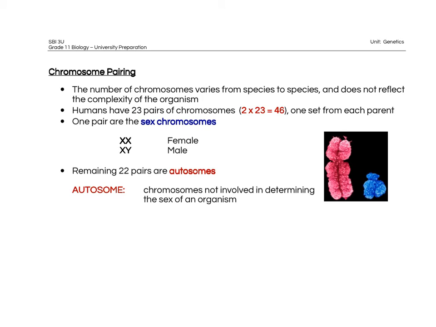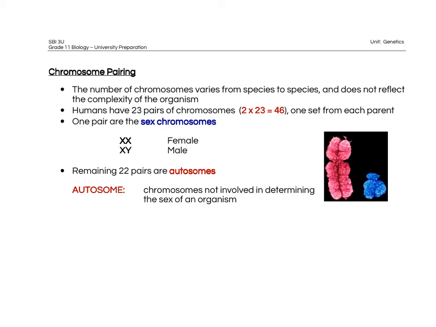So we say that the other 22 pairs, aside from those that determine your sex, are called autosomes. Your autosomes are all of the other chromosomes that are responsible for a variety of other traits that are you, but they're not involved in determining whether you're male or female. Okay, so we have autosomes, and then we have sex chromosomes, and that's it.